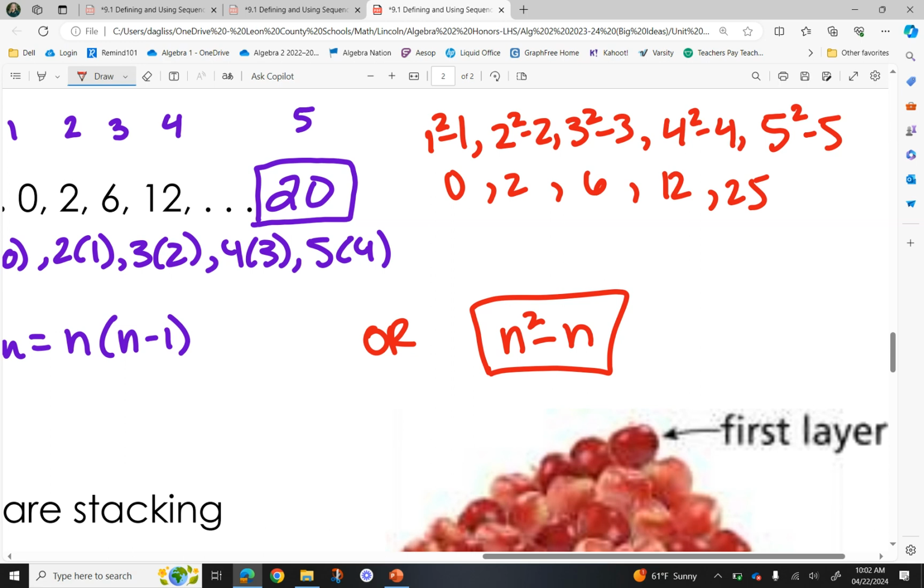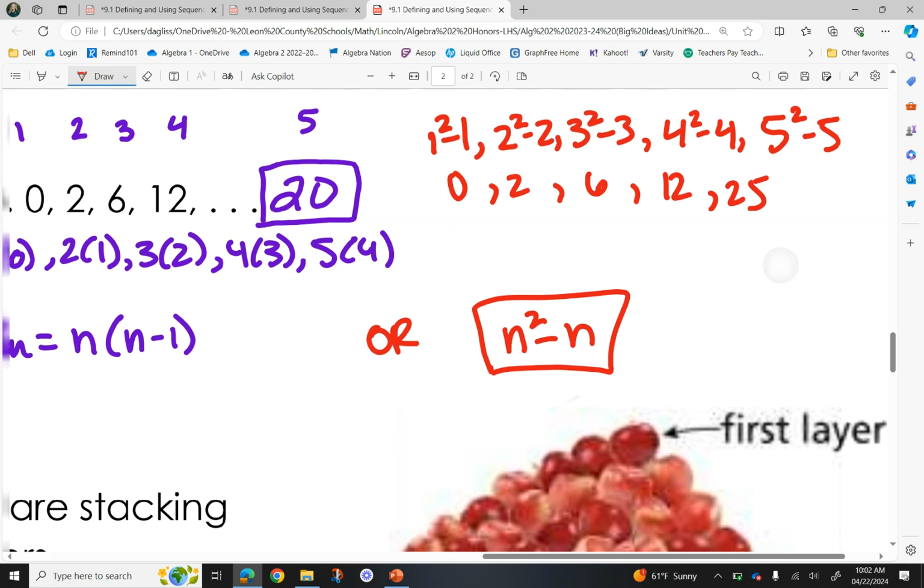Which, if you look at it, isn't that just n times n minus 1? Doesn't that equal n squared minus n? Right?